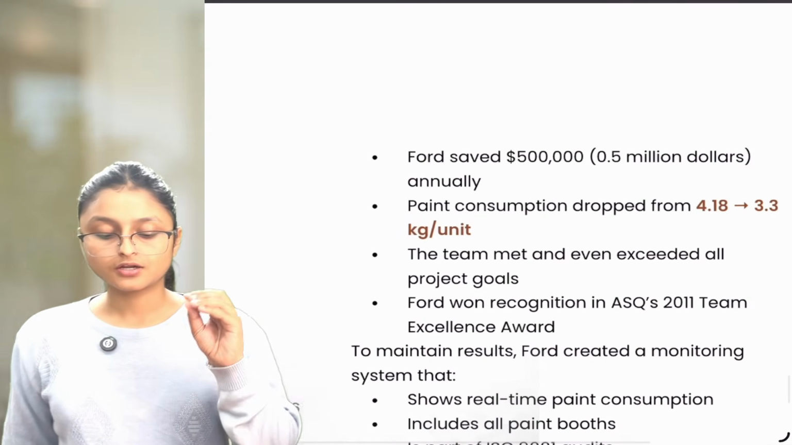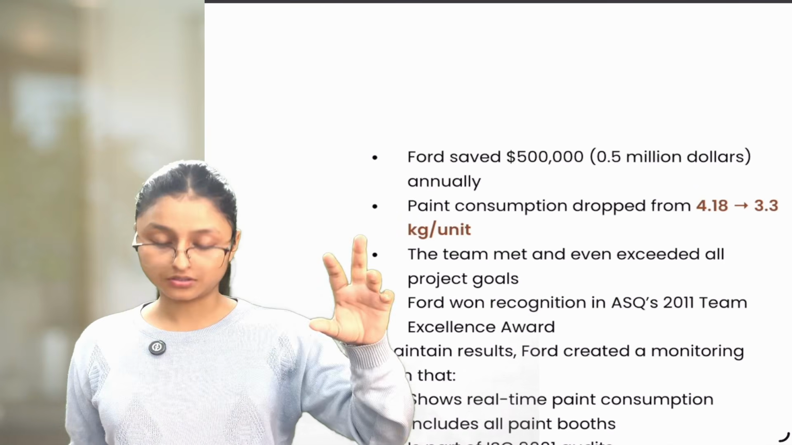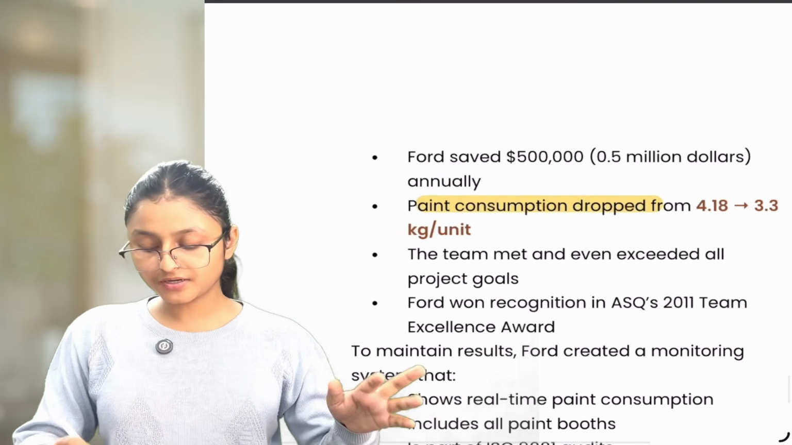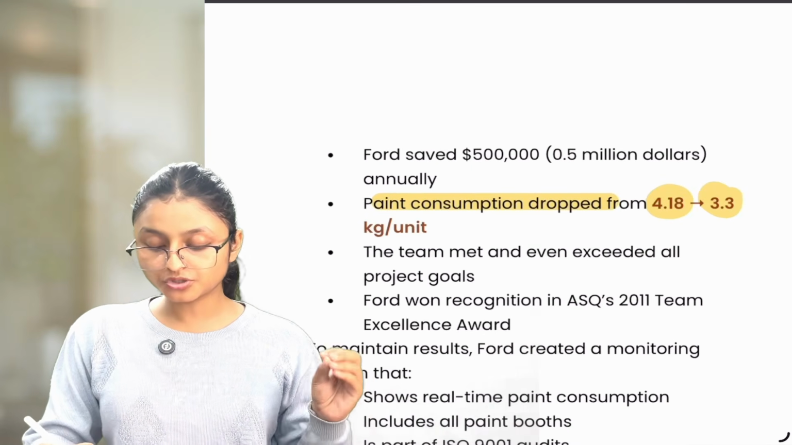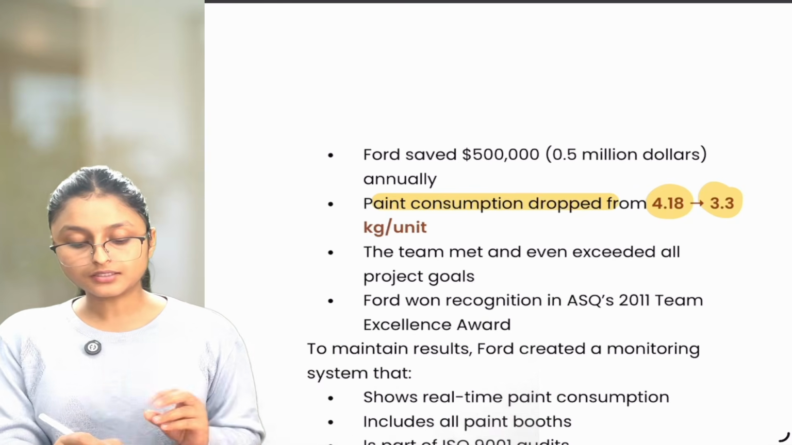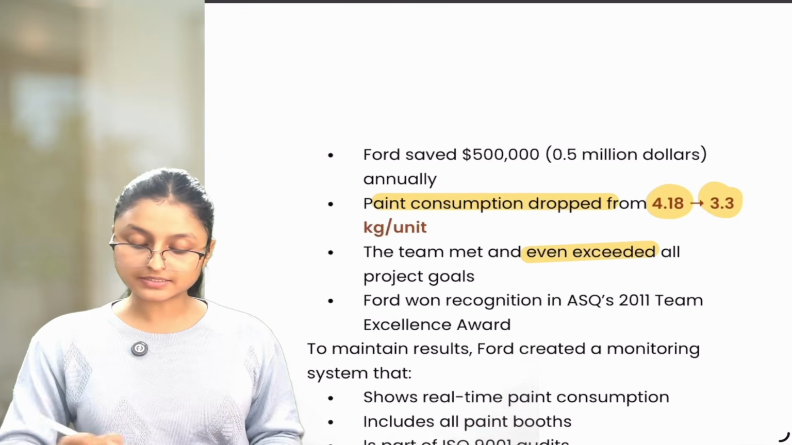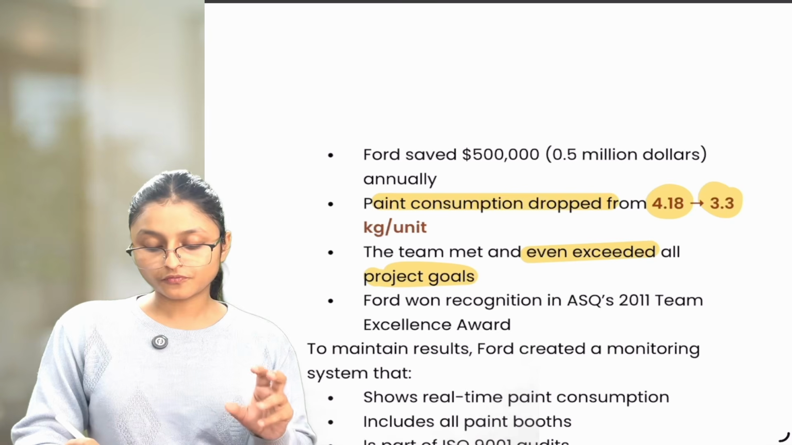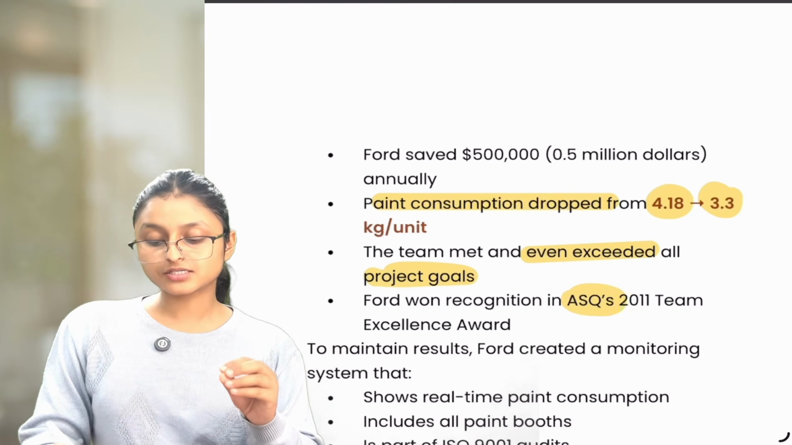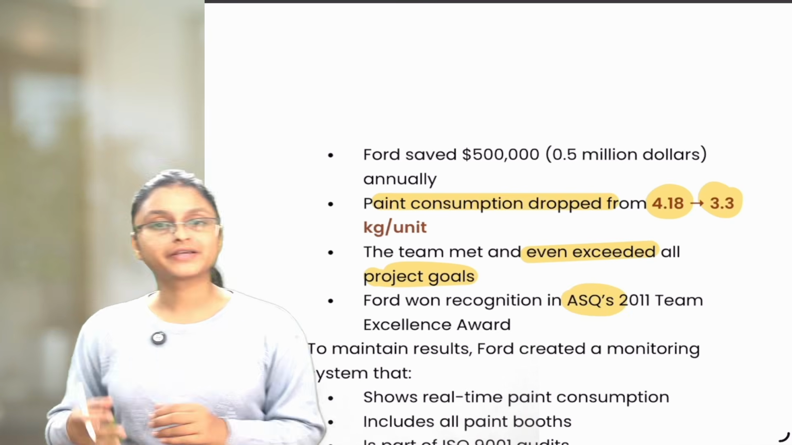Final result, the project was a big success for the organization. Ford saved $5 lakh annually. Paint consumption dropped from 4.18 to 3.3 kg per unit. The team met and even exceeded all the project goals. Ford won recognition in ASQ's 2011 Team Excellence Award.